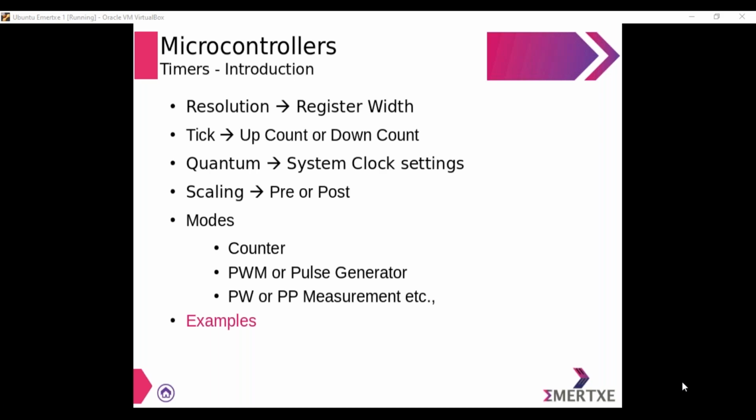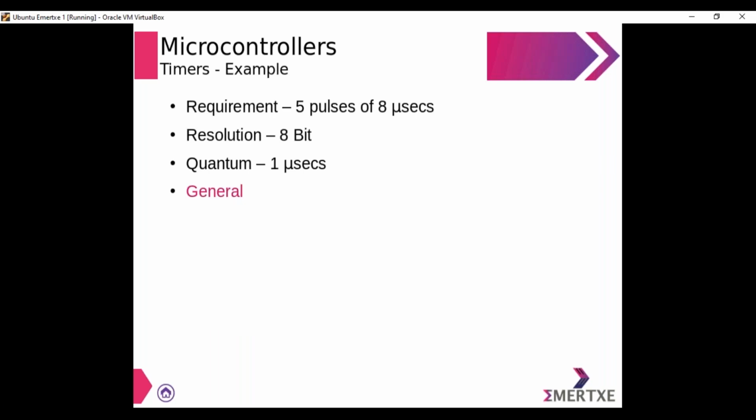So we started discussing the examples. We looked into the first example of the timer. This was the requirement provided: you had to generate 5 pulses of 8 microseconds. The resolution has to be 8 bits and the quantum has to be 1 microsecond.